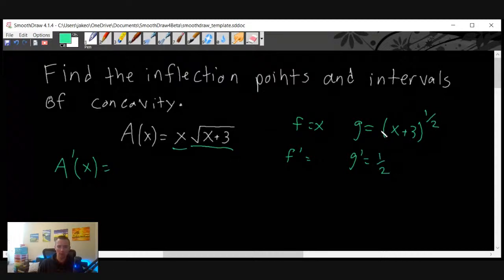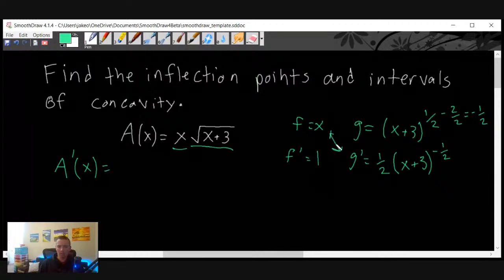So we'll bring the power down in front. Chain rule says to leave our inside function the same. And then we're going to lower our power by 1. So 1/2 minus 1 is minus 1/2, because again, you'd have to do minus 2/2, which is negative 1/2. Okay, and then for our f prime, we just need to find the derivative of x. The derivative of x is just 1.